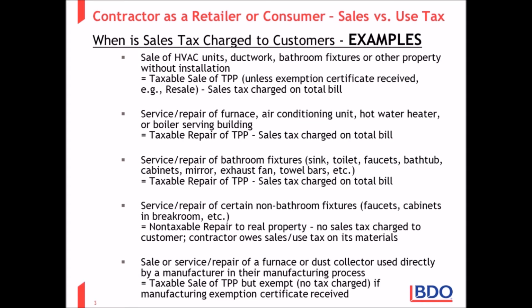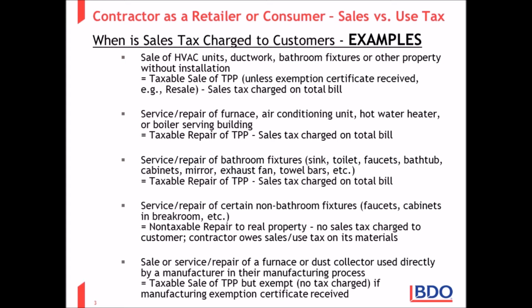So on this slide, we have a number of examples. The first bullet point is the sale of materials only, such as HVAC units, ductwork, bathroom fixtures, or other property without installation. That's considered a taxable sale of personal property unless an exemption certificate is received, and then sales tax is charged on the total bill.